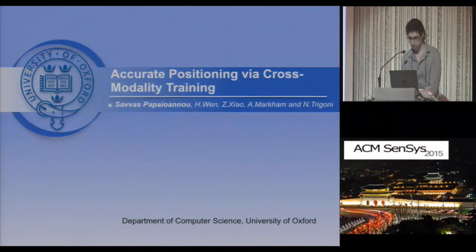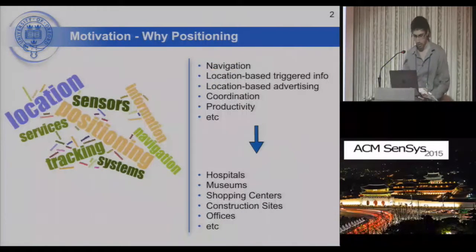In this presentation, I will talk about positioning in highly dynamic industrial environments, and also I will talk about how we can provide accurate location services using cross-modality training. Location technologies are quite important nowadays, mainly because they are the key requirement for many applications, such as navigation in hospitals, location-based trigger information in museums, location-based advertising in shopping centers, and many more.